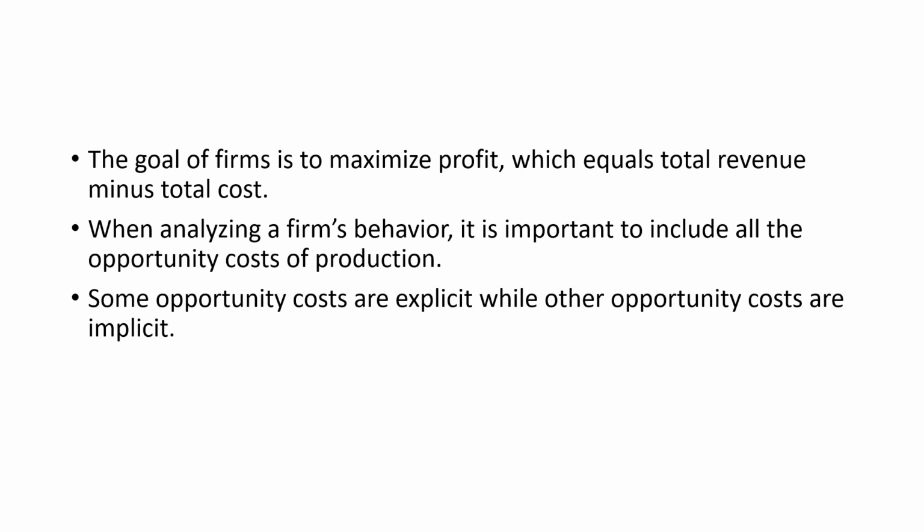So what can we learn from this? What do we summarize from these points? The goal of a firm is to maximize profit, which equals total revenue minus total cost. And when we analyze a firm's behavior, it is important to include all the opportunity costs of production, which means that we should consider the explicit costs as well as the implicit costs. Some opportunity costs are explicit while other opportunity costs are implicit, and we should make a clear distinction between them and count them whenever we are calculating our profit.